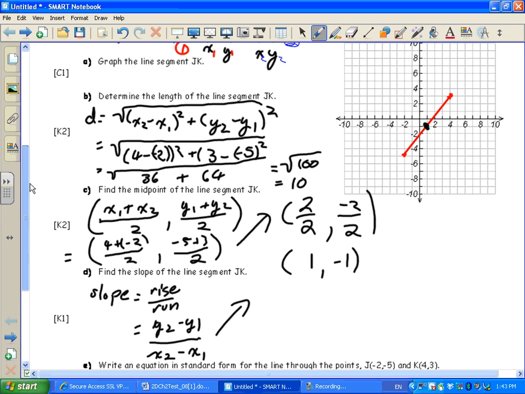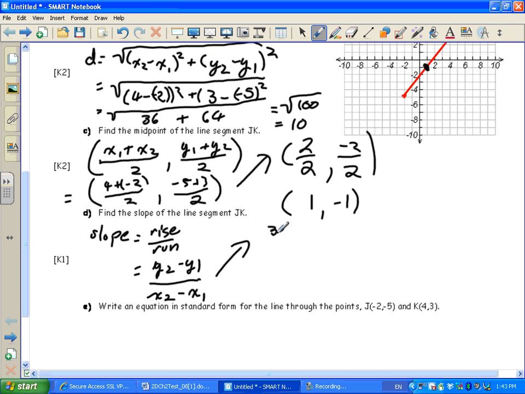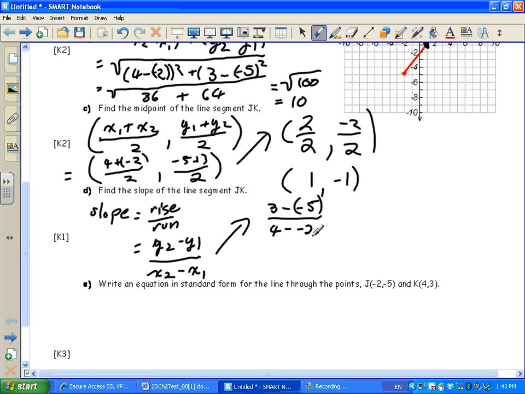Y2, if you remember from up here, 3 subtract negative 5, so we get 3 subtract negative 5 divided by 4 subtract negative 2. 3 subtract negative 5 is 8 divided by 6, which means our rise over our run, or our slope, is known as 4 over 3. Okay? Or 1.33333.